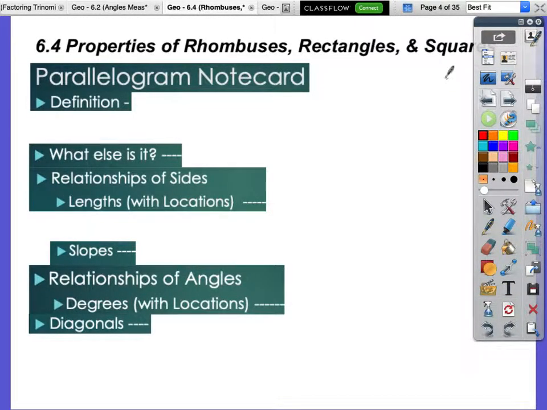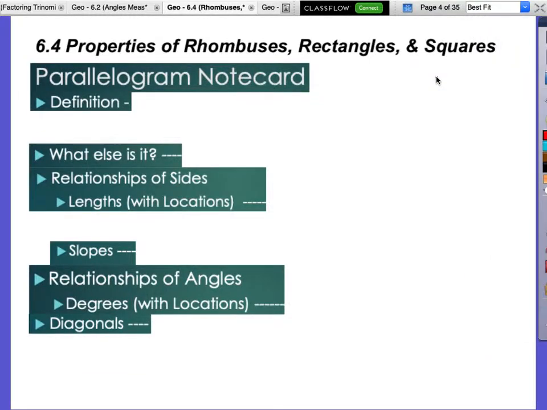Okay, our first note card, our parallelogram note card. We went through this one together, right? Yeah. Okay. So just kind of use this as an example for how we're going to go through these.